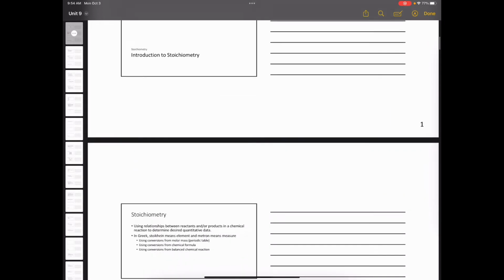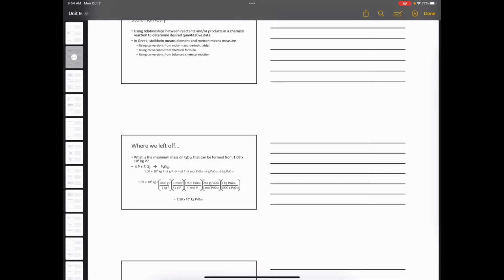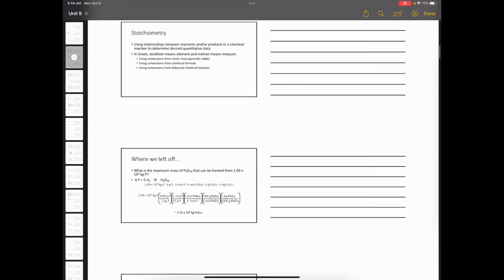Okay? So when it comes to stoichiometry, the definition is using the relationship between reactants and products to determine desired quantitative data. So by using the stoichiometric relation of products and reactants together, we can project how much of the product will be yielded or how much of the reactants will be needed in order for this reaction to take place. Okay? I think you will have a better image once we do some examples. So in Greek, stoichon means element and metron means measurement.